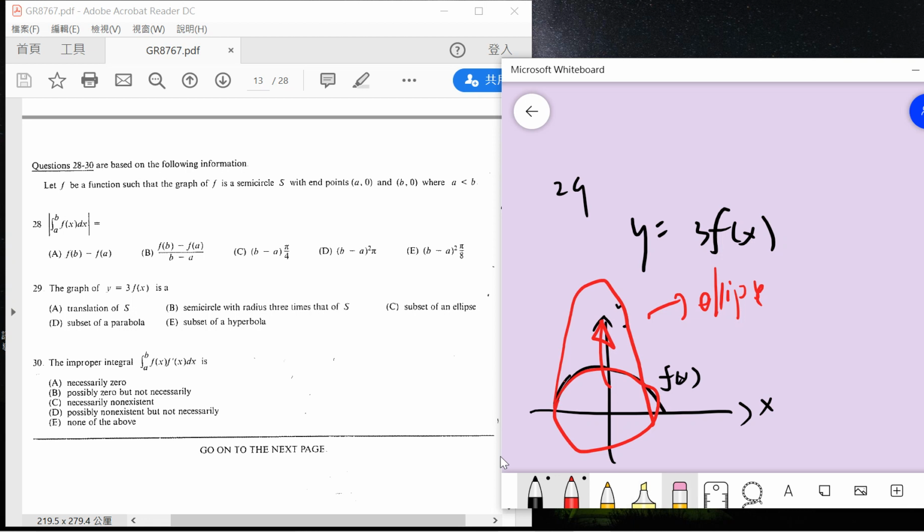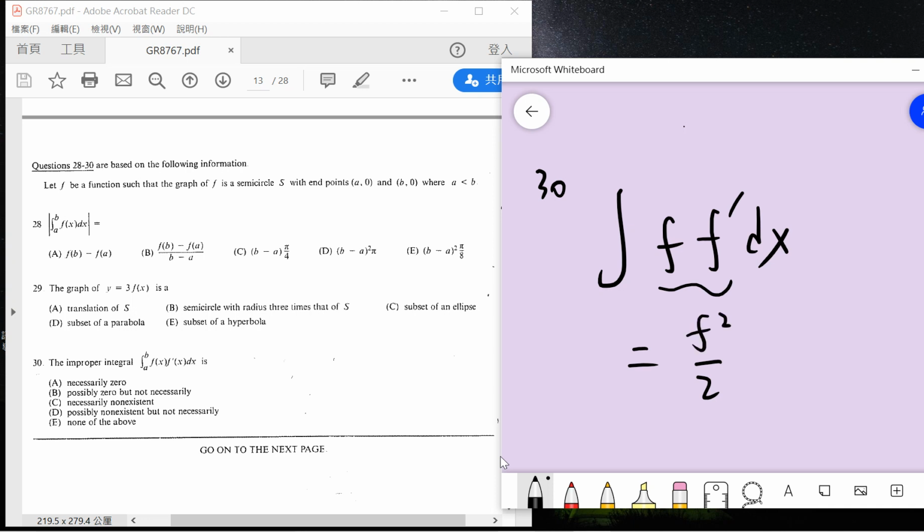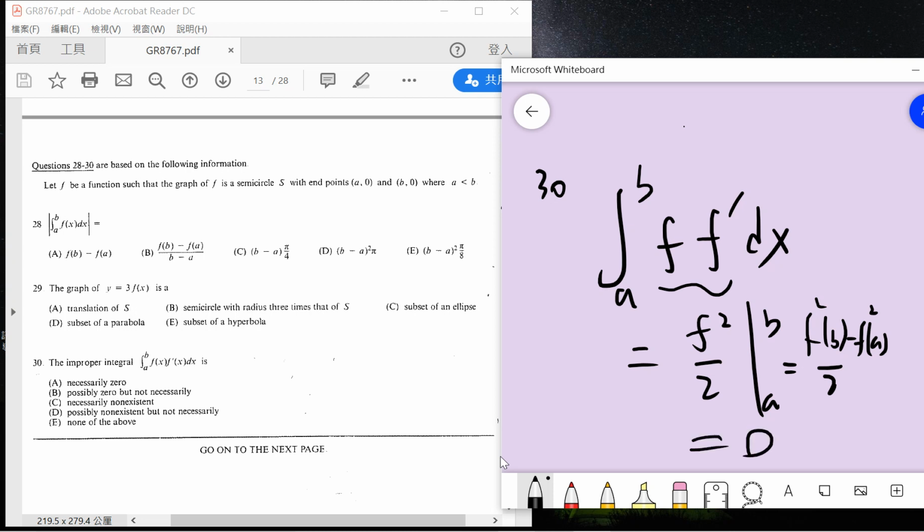Okay, and 30. 30 is also easy, you already know this answer is f squared divided by 2, right? And plot a and b. But you know that f of b and f of a are 0. So f of b squared minus f of a squared is 0 minus 0, which is 0. So the answer is A. The answer is A. That's it.